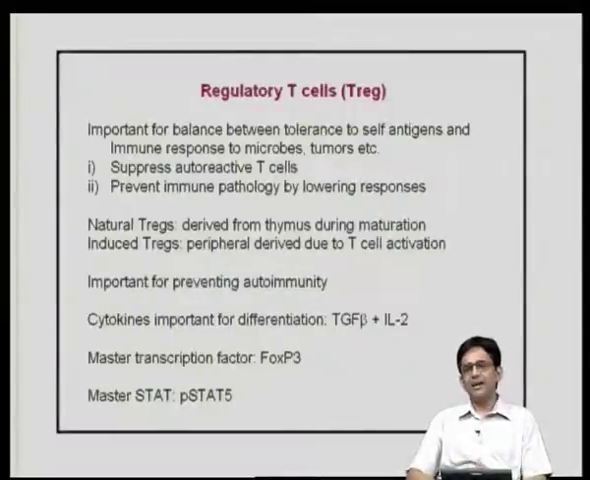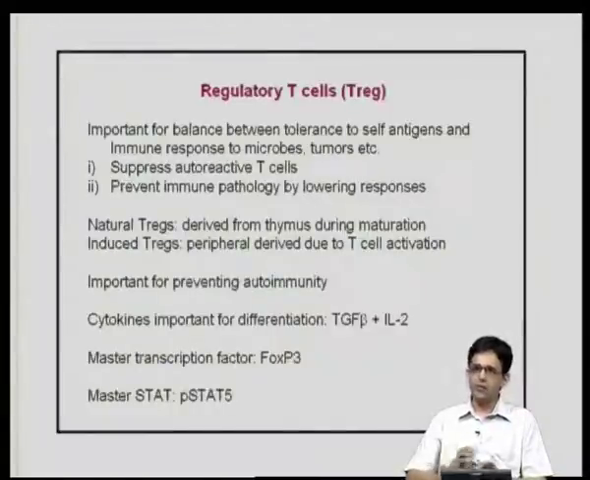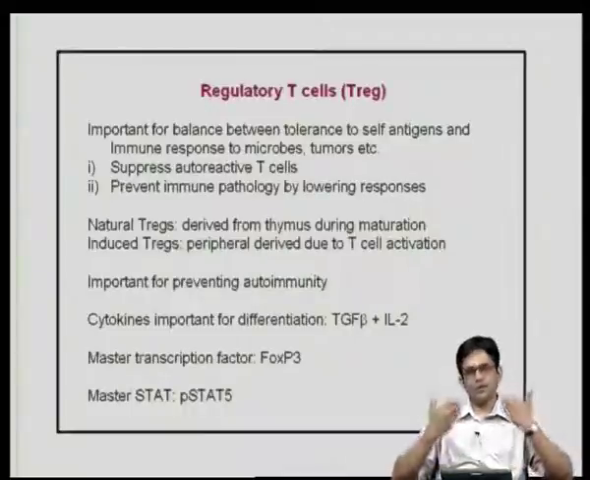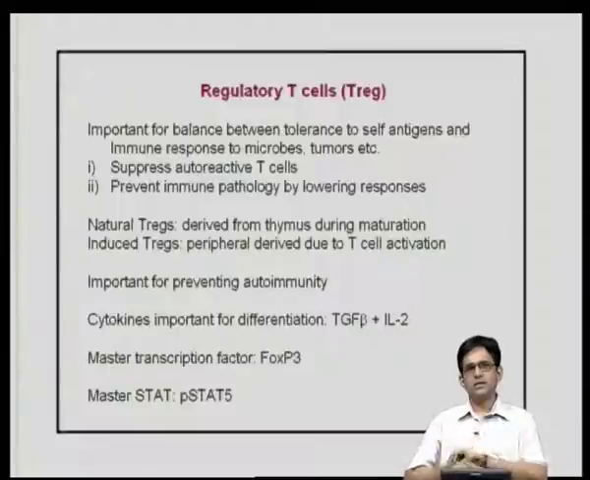There are two main types of Tregs. One are the natural Tregs, and these are derived from the thymus during maturation. The other is induced Tregs, which are generated in the periphery upon T cell activation. So, you have the thymic ones which are naturally produced during T cell differentiation. The other is during activation.